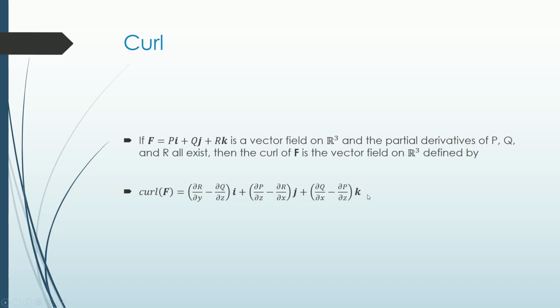Then we have similar for j and k. So keep in mind the order can get a little confusing with this. So keep that straight. Make sure you have it written down somewhere. It'll help you out. And this one ends up as a vector field again. So it takes a vector field and creates another vector field.